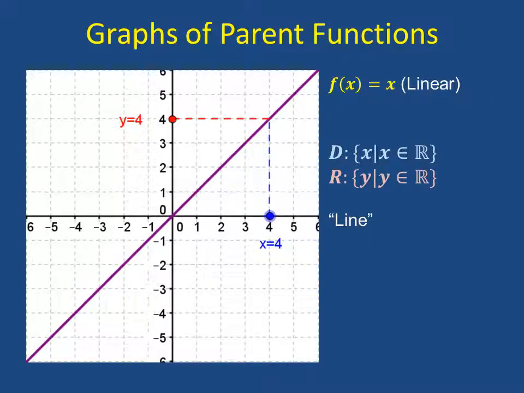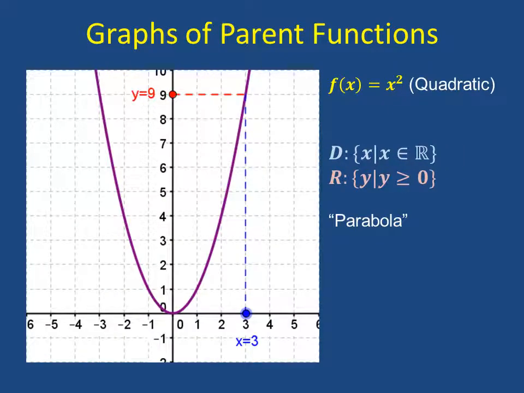Let's look at the graphs of the different parent functions we've studied this year. This is the linear function, f of x equals x. Its domain is all real numbers, its range is all real numbers. If we put x into it, we get the same value x out. So if x equals 4, y will equal 4.